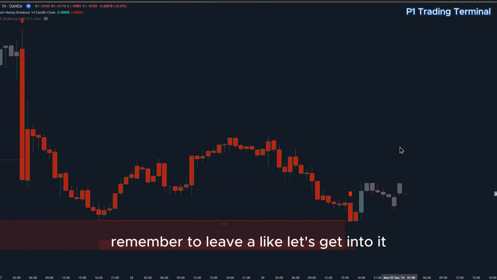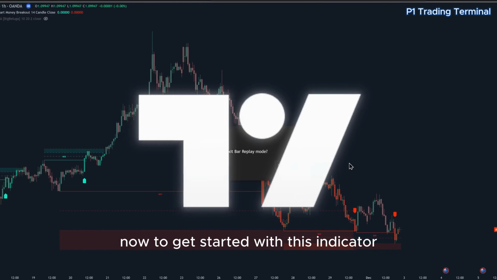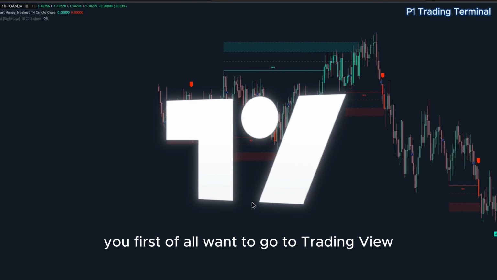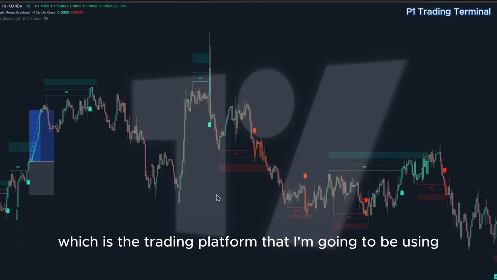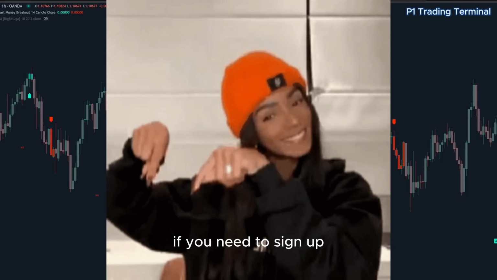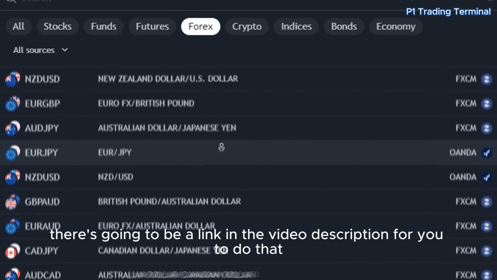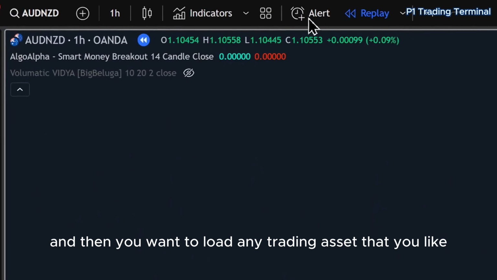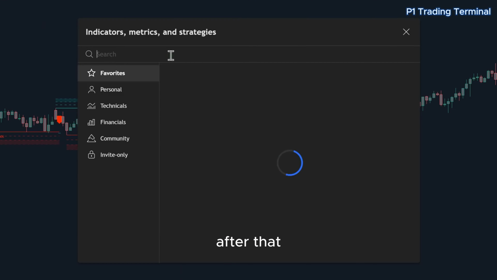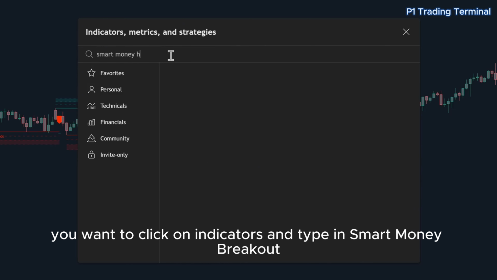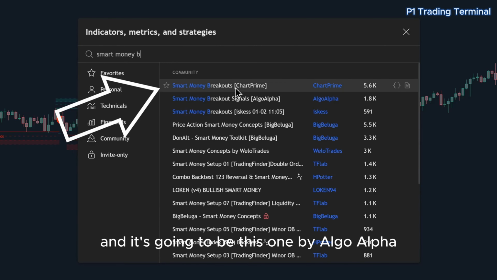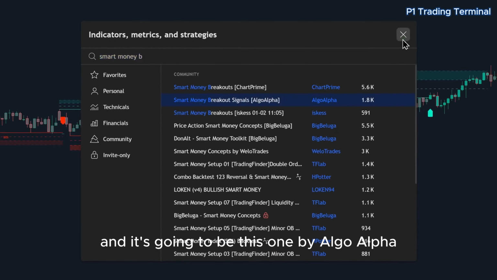Let's get into it. Now, to get started with this indicator, you first of all want to go to TradingView, which is the trading platform that I'm going to be using. If you need to sign up, there's going to be a link in the video description for you to do that. And then you want to load any trading asset that you like. After that, you want to click on Indicators and type in Smart Money Breakout. And it's going to be this one by Algo Alpha.